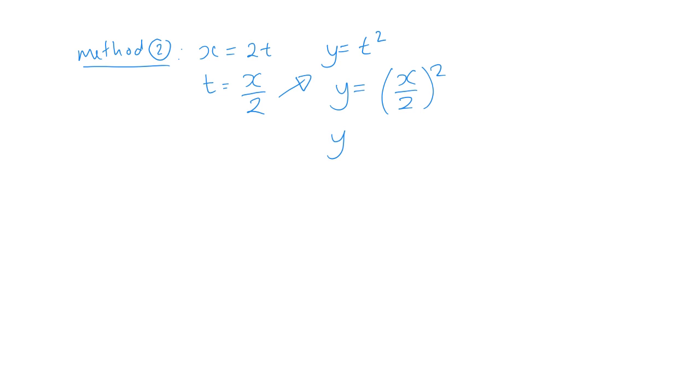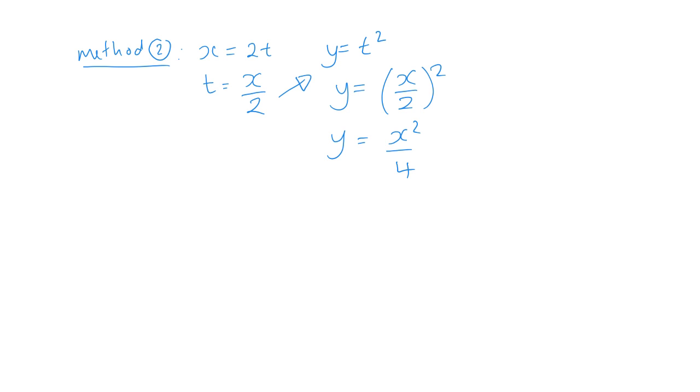Our second method then is to transform our parametric equations into a Cartesian equation and then just sketch the curve as you normally would. So when you're doing that, you're basically changing the subject of the formula. So if x equals 2t, that means t equals x over 2. Now we're going to substitute that in. So y is going to equal x over 2 all squared, or we can write that as x squared over 4.